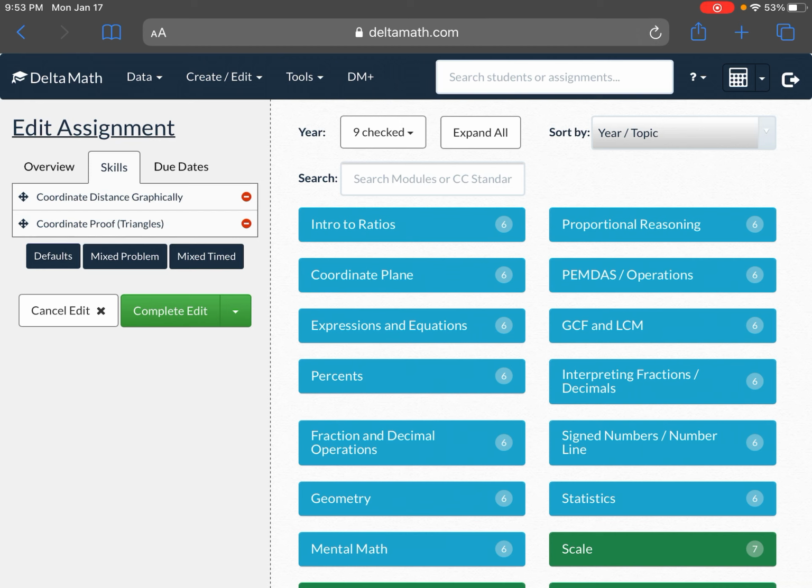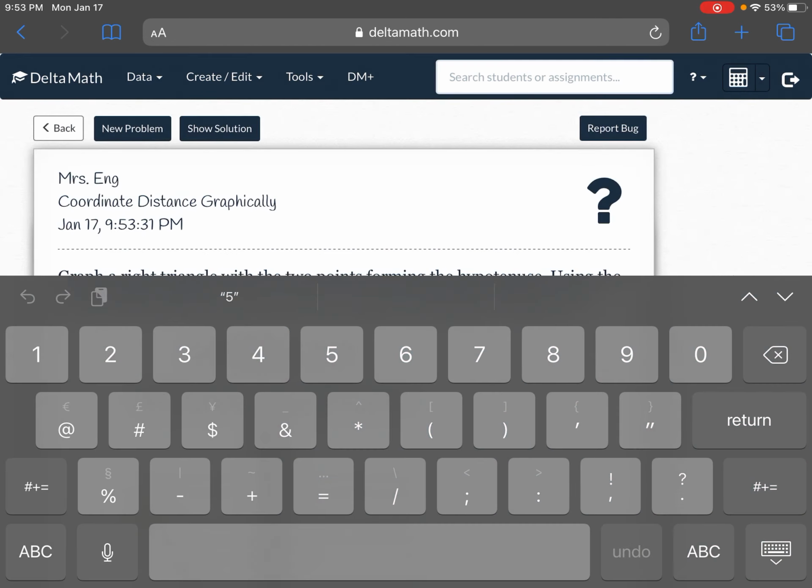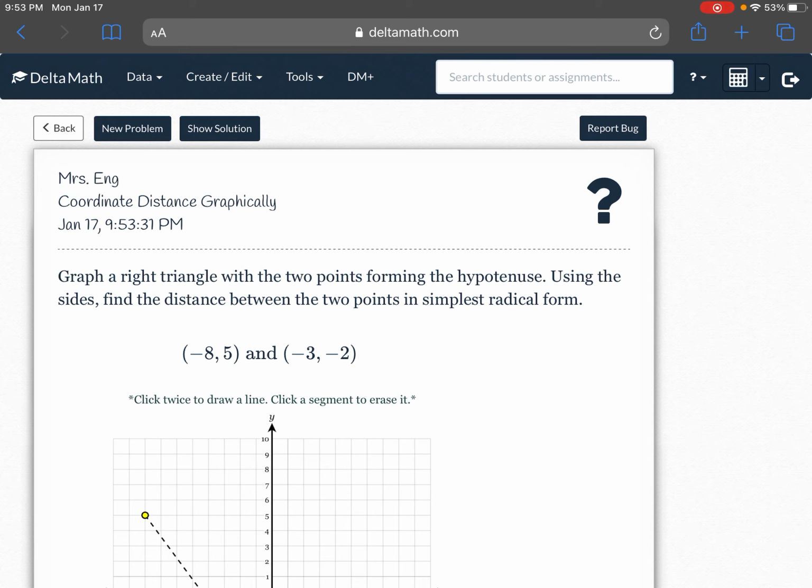All right, here we go. Graphing coordinate distance graphically. We'll try an example of that. This one says graph a right triangle with 2 points forming the hypotenuse, meaning we're going to be doing Pythagorean theorem. We're going to find the distance between 2 points using Pythagorean theorem, but they want you to make a right triangle. Using the sides, find the distance between the 2 points in simplest radical form.